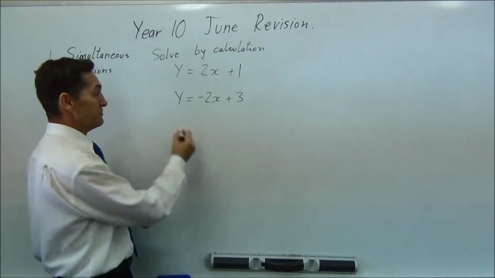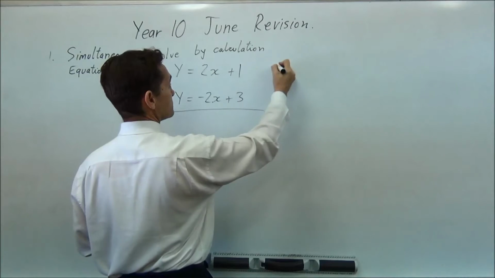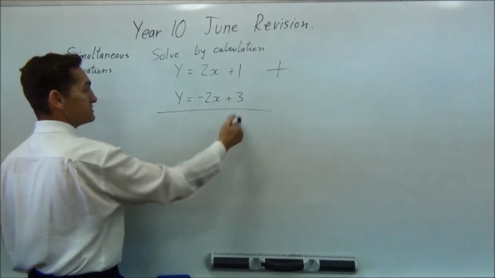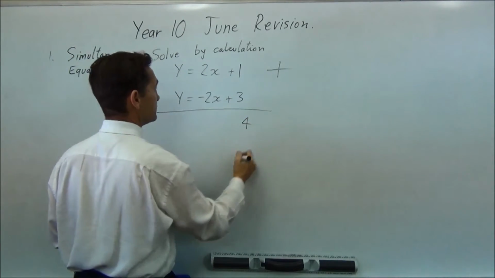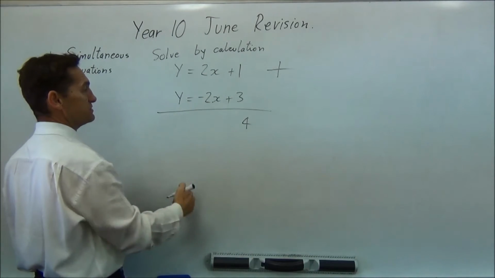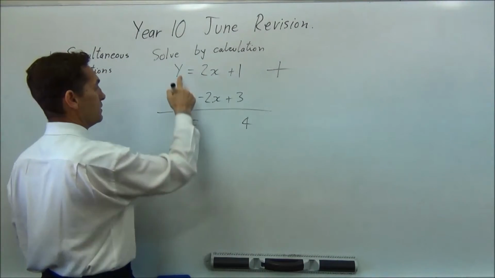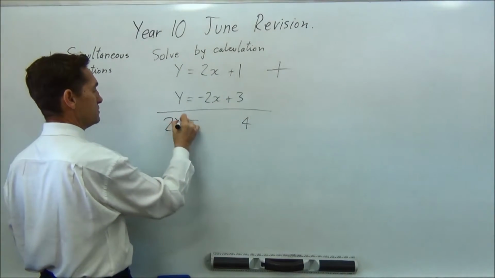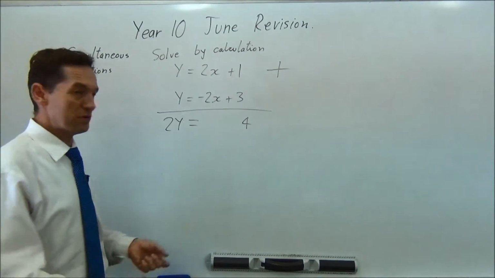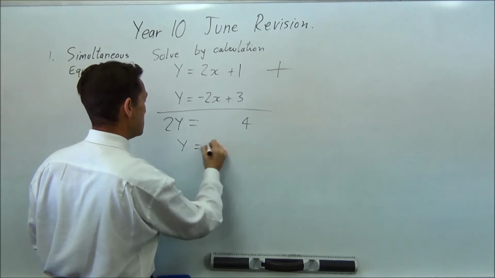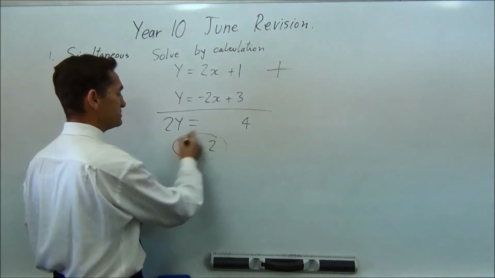So we'll just add them together for this one. So let's go. We've just got a big plus sign. 1 plus 3 is 4. 2 plus minus 2 is nothing. y plus y is 2y. 2y is 4, so therefore y equals 2. So that's our first solution.